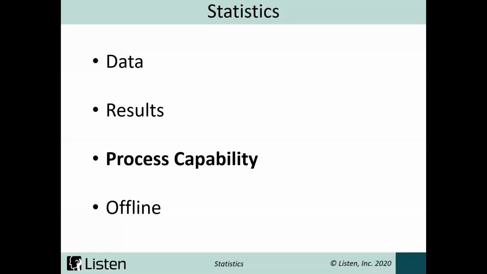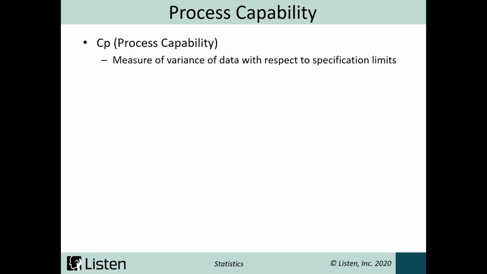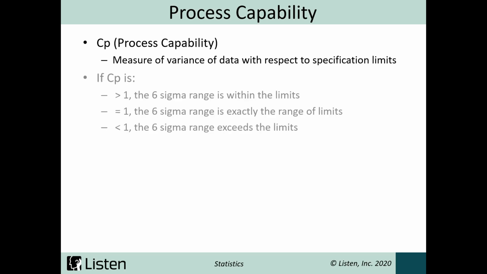In this video, we're going to go over process capability in SoundCheck. CP will give us the measure of variance of data with respect to specification limits. If CP is greater than 1, the 6 sigma range is within the limits. If it equals 1, the 6 sigma range is exactly the range of the limits, and if it's less than 1, the 6 sigma range exceeds the limits.